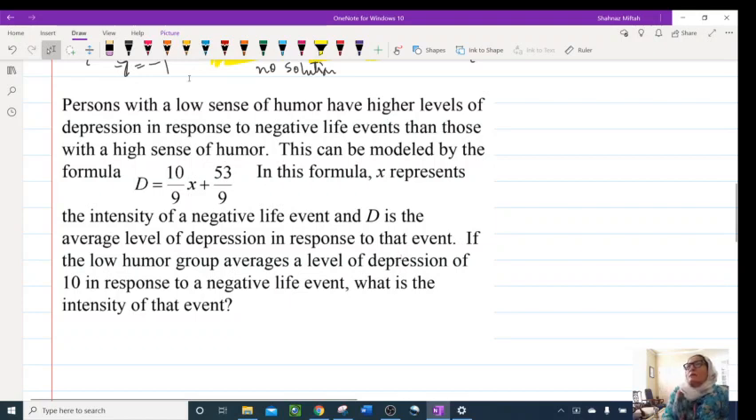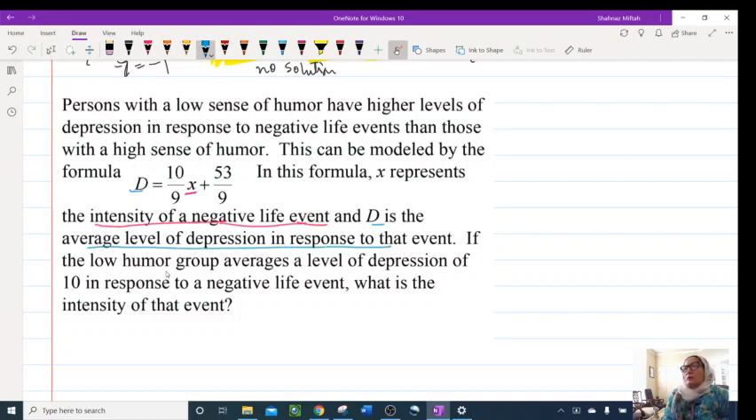So the X is going to be negative life events. X is the intensity of a negative life event. I'm doing it in pink both. D is the average level of depression in response to that event. So the D is the average level of depression in response.